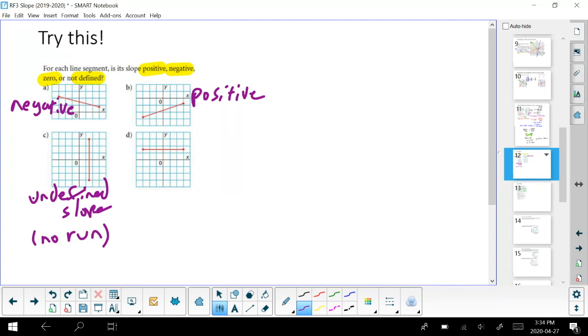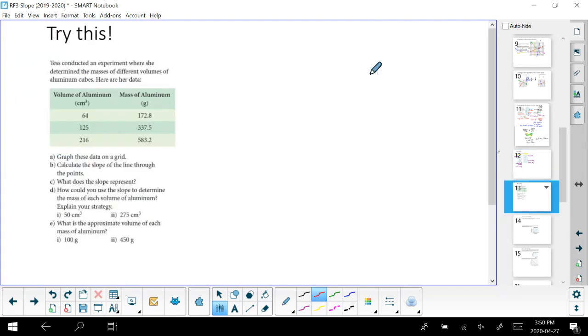In part D, we're going to have a 0 slope because we have no rise. There's no change in your y values, so that means that your rise has to be 0. 0 divided by any run is going to still be 0.